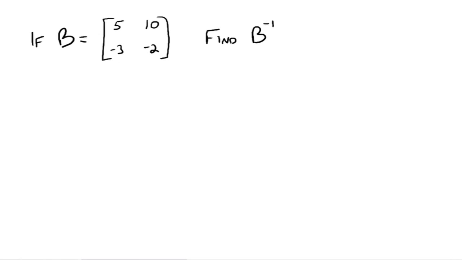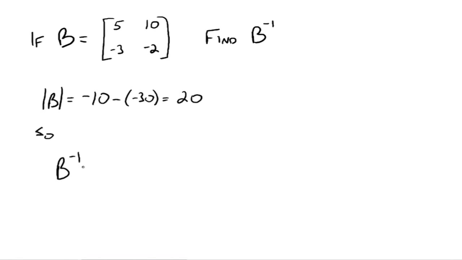Okay? So if B is equal to [5, 10; negative 3, negative 2], find B inverse. First find the determinant. B, which would equal negative 10 minus negative 30, so that equals 20. So B inverse equals 1 over 20 times, so what do we do with the numbers on the main diagonal? They switch places, so 2 and 5, and the numbers on the other diagonal change signs. So that's negative 10, that's positive 3.